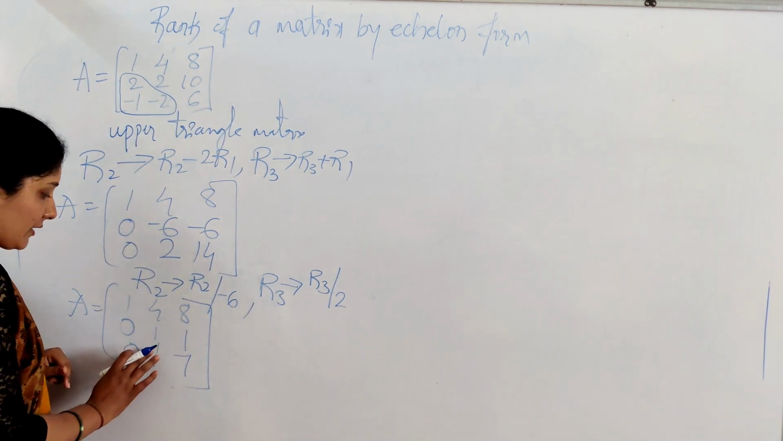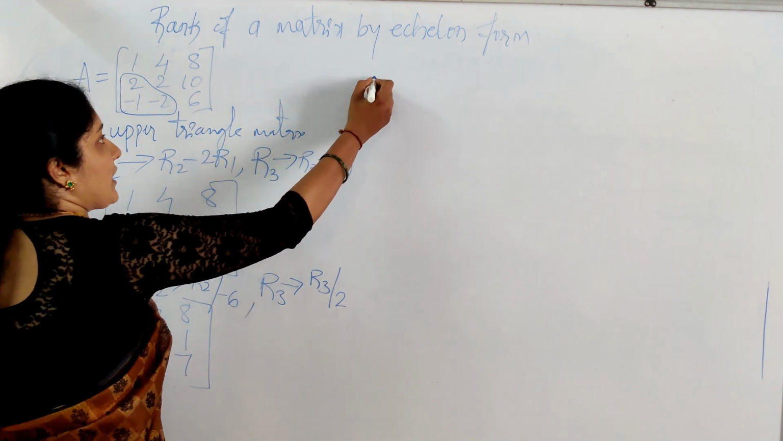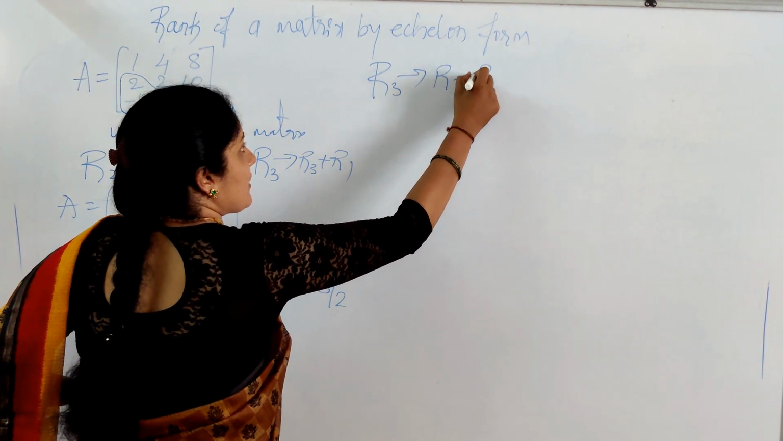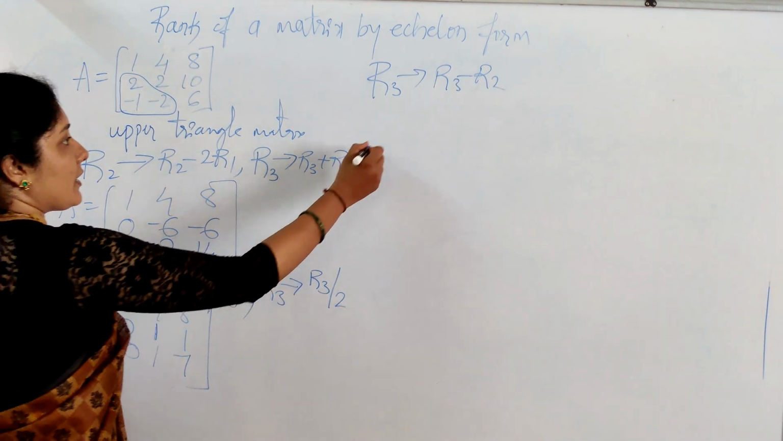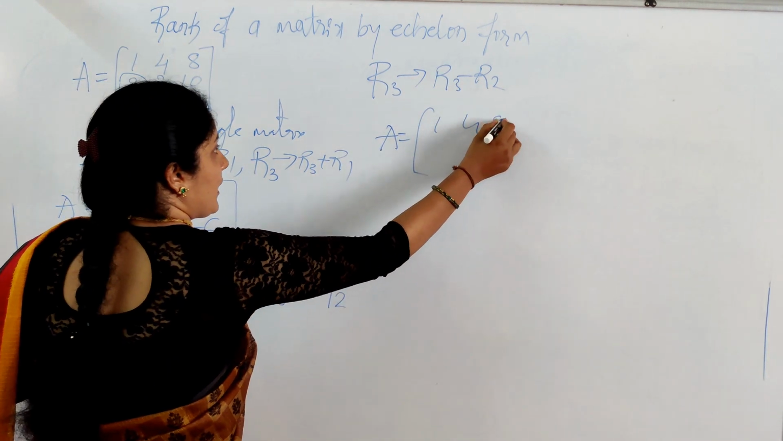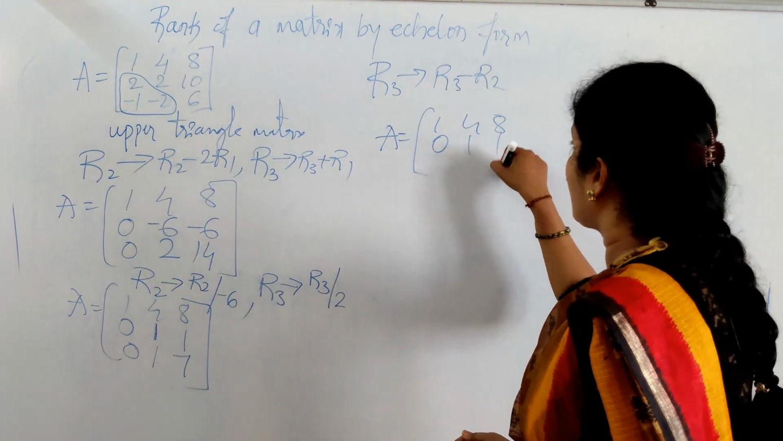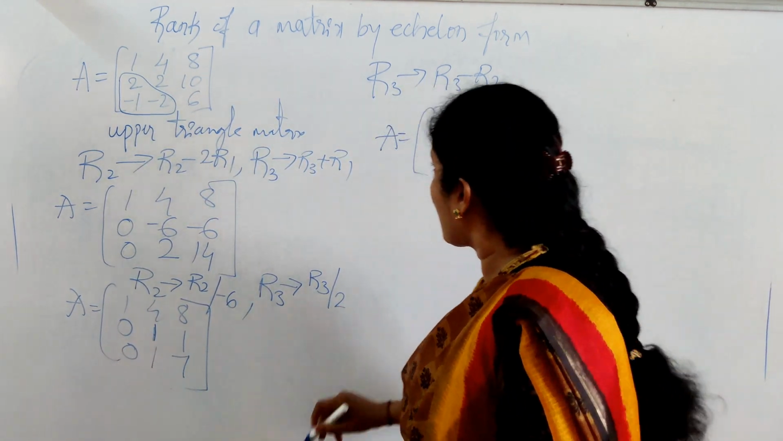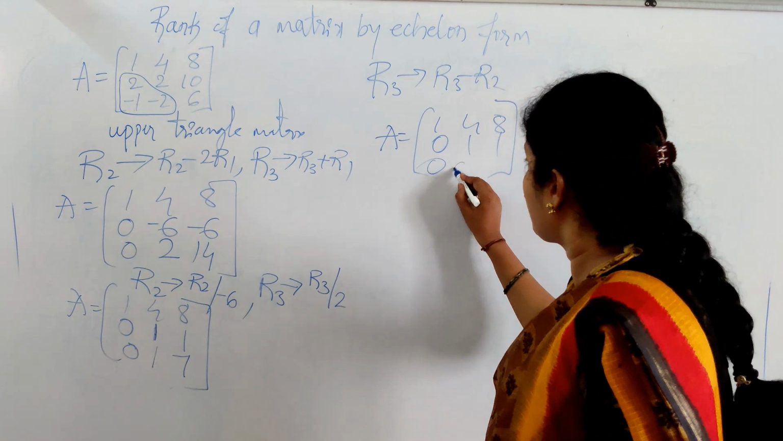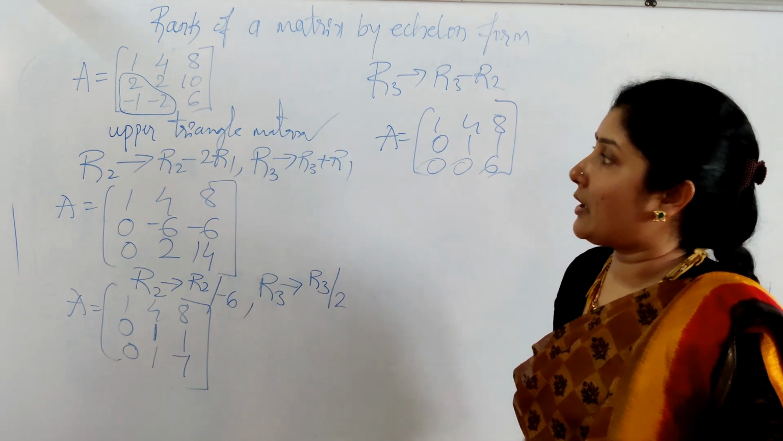Now, this has to be made 0. 1 minus 1, very simple. So here R3 should be R3 minus R2. Now, write it. So A becomes R1, R2 as it is: 1, 4, 8, and 0, 1, 1. Now, what has to be R3? R3 minus R2: 0 minus 0, 1 minus 1, 7 minus 1. So this is how we got the upper triangle matrix.